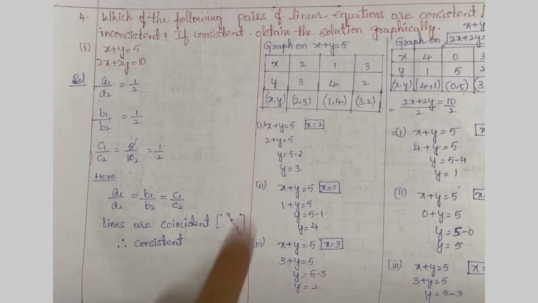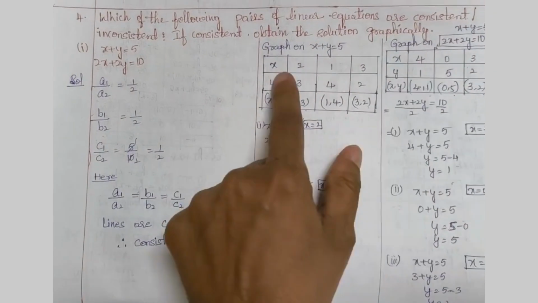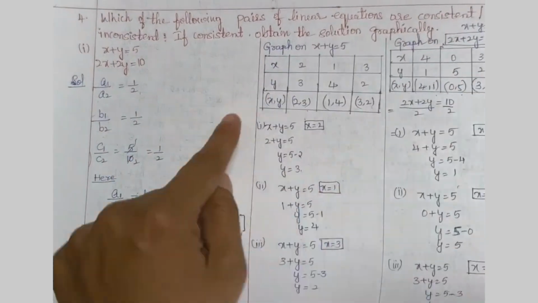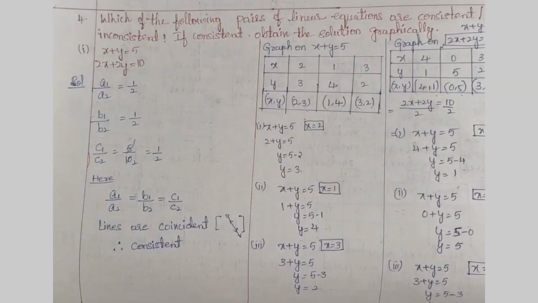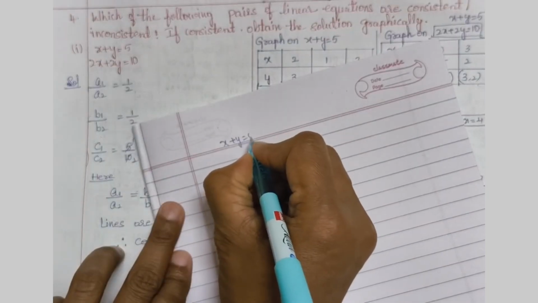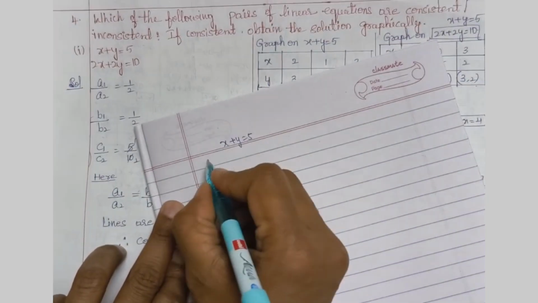Before doing the graph, we will do this column. These columns are compulsory in the exam. If you don't do this solution, no problem, but these boxes are compulsory. If time is there, do all these solutions also. So first we will do the graph. The first graph is x plus y equal to 5. First we will do this one.